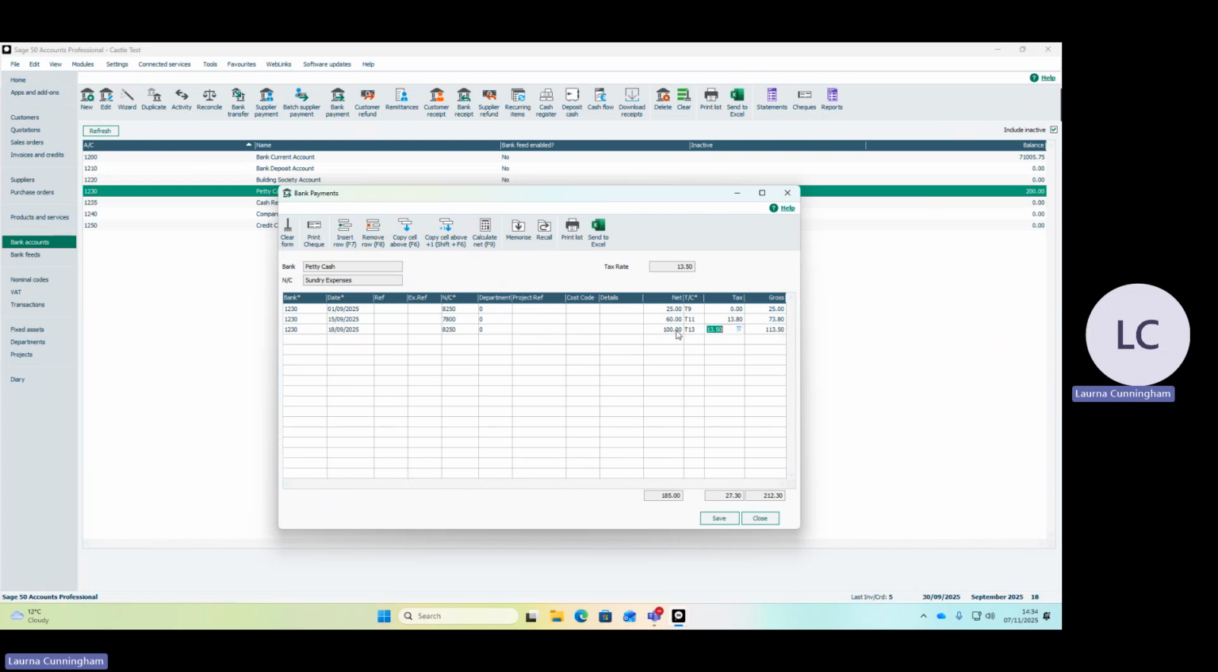So I pop in the net amount, the VAT amount, VAT code, and the VAT rate, in this case 13.5%, and I say calculate net. I see it brings it back net, and it tells me that it's 88.11 net with VAT of 13.5%, so 100 in total. So I save.